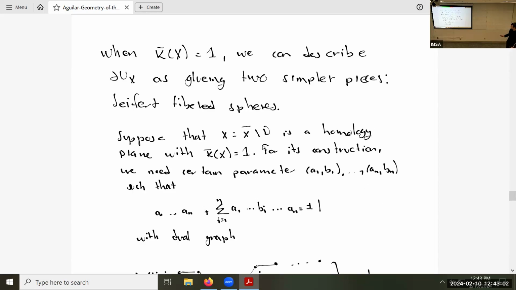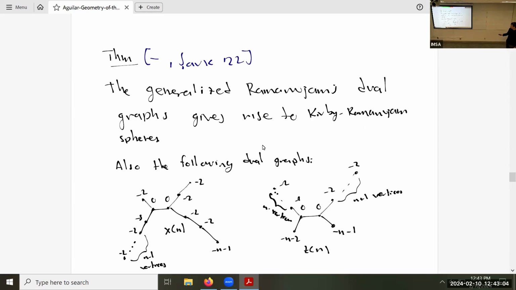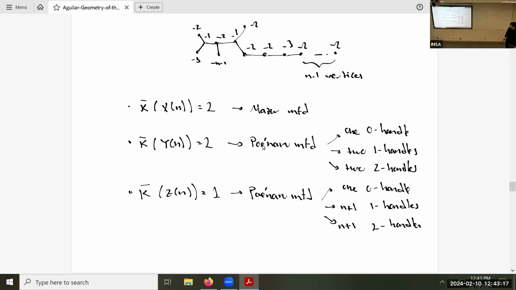And the particular curiosity about these homology planes of logarithmic Kodaira dimension 1 is that you will end up with a different knot for every n, but you basically end up with generalized square knots. So the decomposition in handles is like this. You will have n plus 1 handles for Zn.